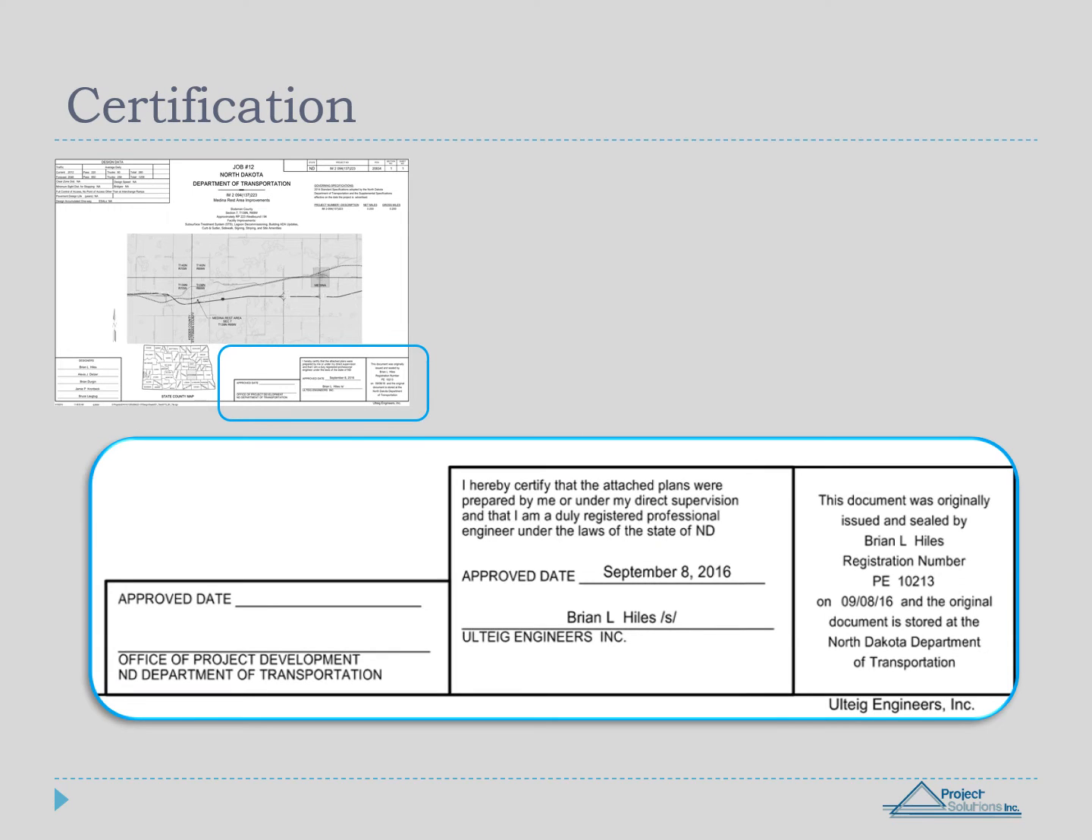If we direct our attention to the bottom right-hand corner of the cover sheet, we will find the certification section. Before any project can move forward, it must have the proper signatures. This section will have an engineer's signature as well as the date they approve the plans.